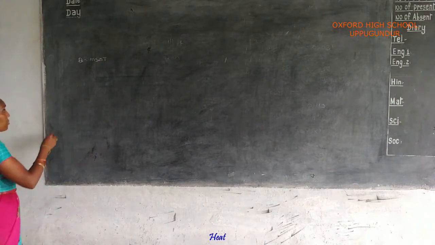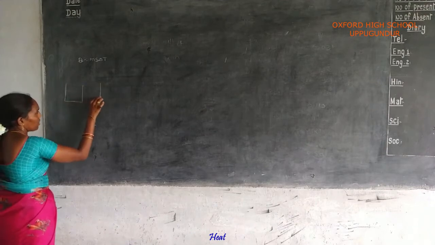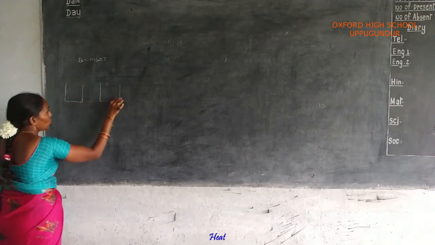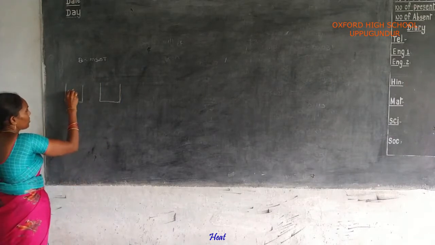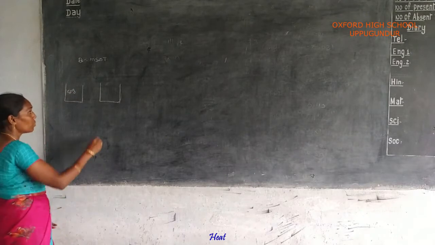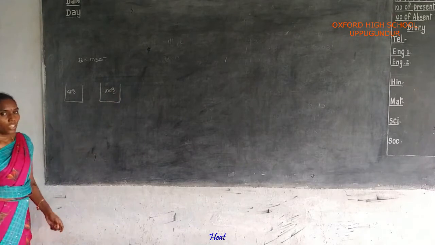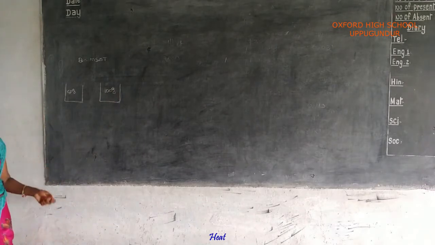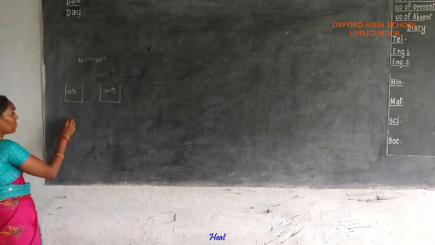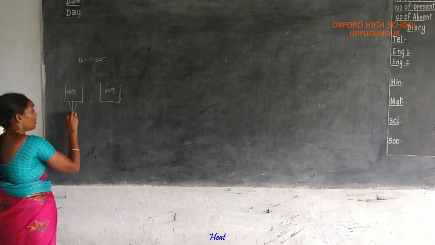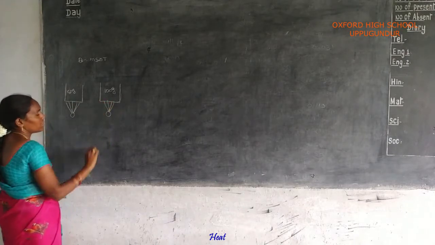Okay, here take 2 bowls of water, same bowls of water. One bowl is filled with 50 grams of water, and the second bowl is filled with 100 grams of water. Same amount of heat energy is supplied to both bowls. Here, same amount of heat energy.